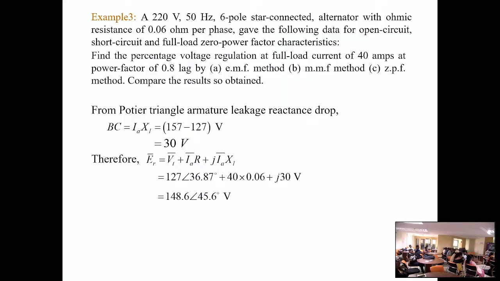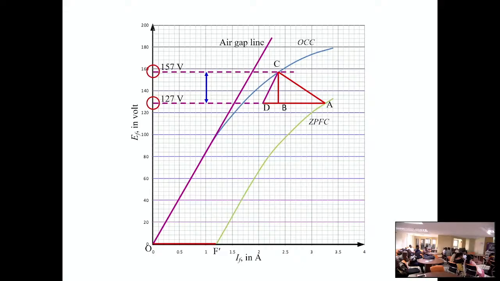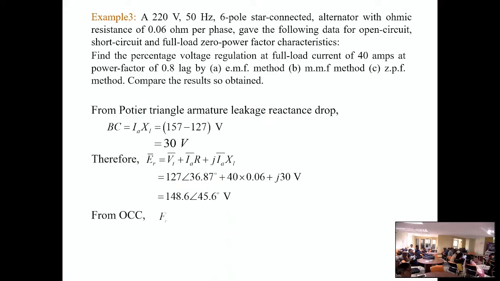So here this angle is beta in that MMF triangle, and this is the voltage ER. So from the ER value, find out that 148 volt. So this is the 148 volt. Draw a horizontal line here, which will intersect the OCC at some point. From that point, draw a vertical line that will give you FR. So FR equals 2.1 ampere. So one MMF is calculated, 2.1 ampere.